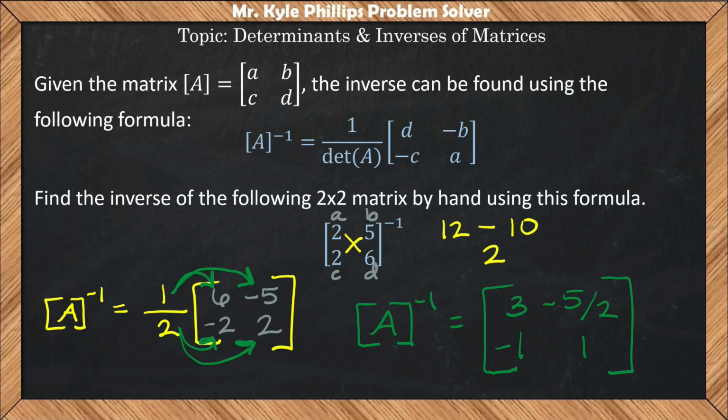So if we took this matrix A here and we multiplied it by its inverse, we would get an identity matrix of 1, 0, 0, 1. So that's what the inverse does. It's able to reduce a matrix down to an identity matrix of 1.